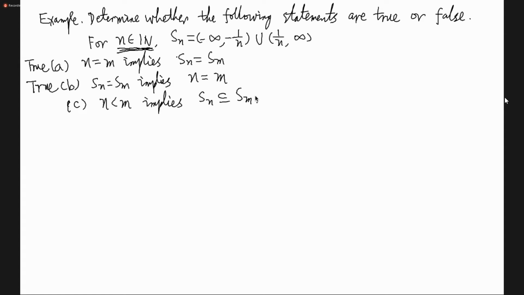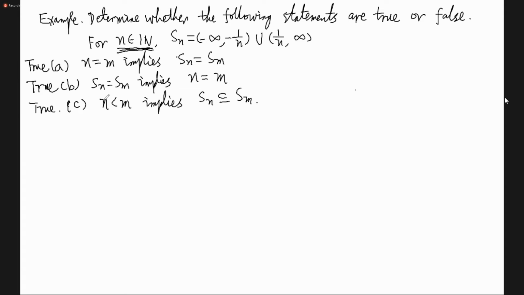False. False. Why? If we have n be 1 and m be 2, okay, n equals 1, m equals 2. 1/2 is in S sub m, but not in S sub n. Oh, I'm bad. It's true. Okay. Switch the subset symbol in my head. Okay. All right. So actually this is true. Let's see why this is true.